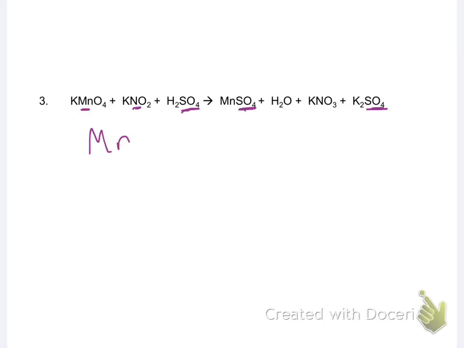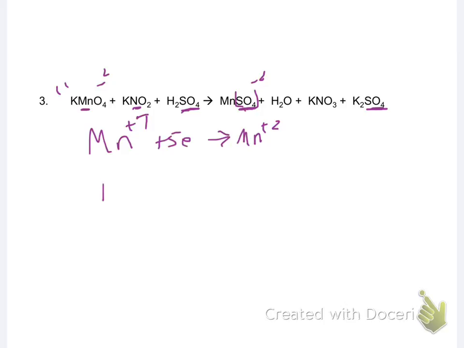So let's take a look. Manganese, oxygen is each is -2. That's -8 plus 1. So this is a +7. A sulfate ion is a -2, so the manganese must be a +2 here. Okay, this was a 7. So we need 5 electrons here.